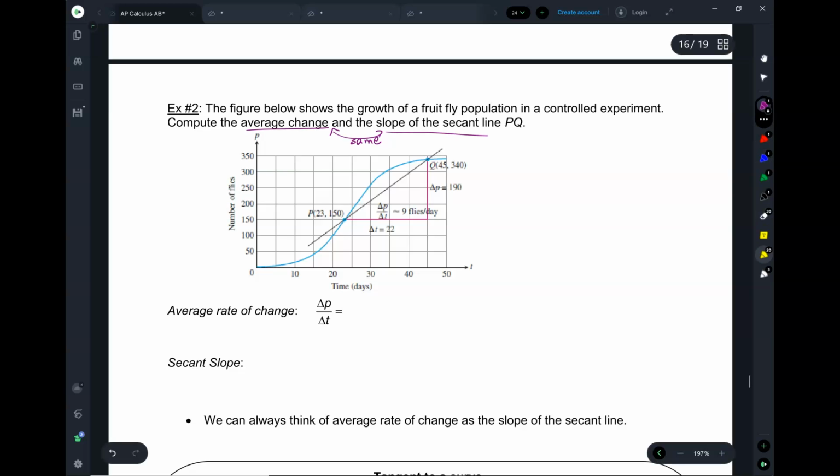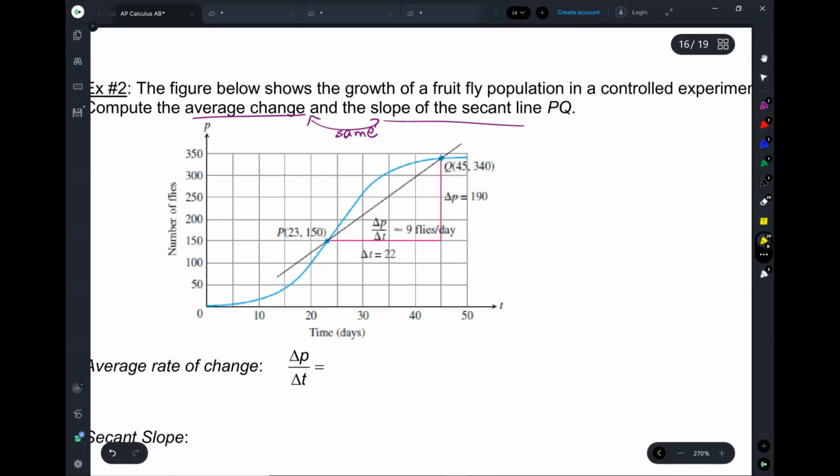So take a look at what we're given here. We're given this graph, and they've highlighted 2 points for us, P and Q. Those 2 points are connected by that black line. That black line crosses the graph in how many points? 2. It's a secant line, right? Now, if I find the slope of that secant line, it's the same as having found the average rate of change between those 2 points, okay?